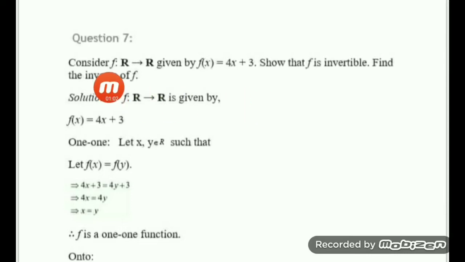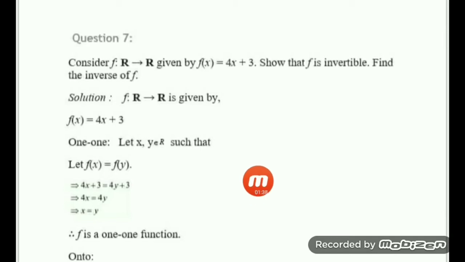So first let us write down the given function and how it is defined. To check that this is one-one, we have to take 2 elements in the domain. So let x and y be 2 elements in the domain such that f(x) equal to f(y). Let us use the definition of f(x) and f(y). f(x) is 4x plus 3, so f(y) will be 4y plus 3. The 3 will be cancelled out. We get 4x equal to 4y, that is x equal to y. So you started with f(x) equal to f(y) and arrived at x equal to y. What is the conclusion? f is one-one.